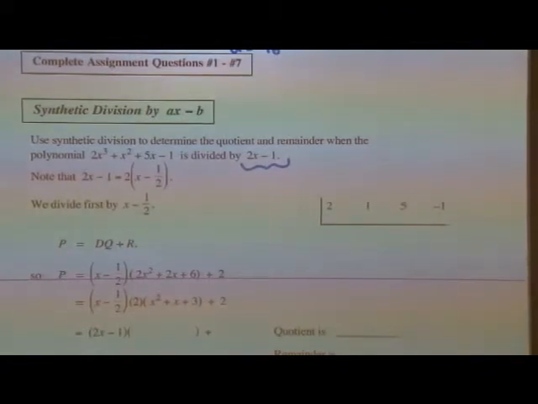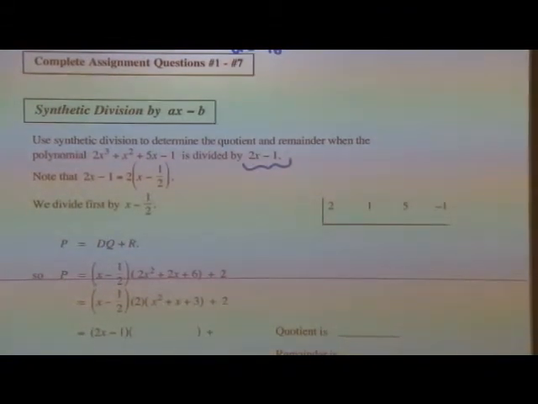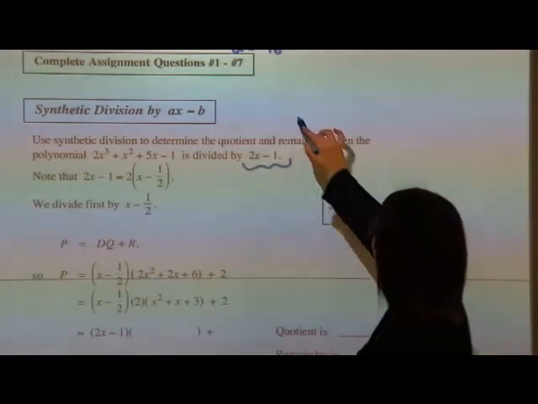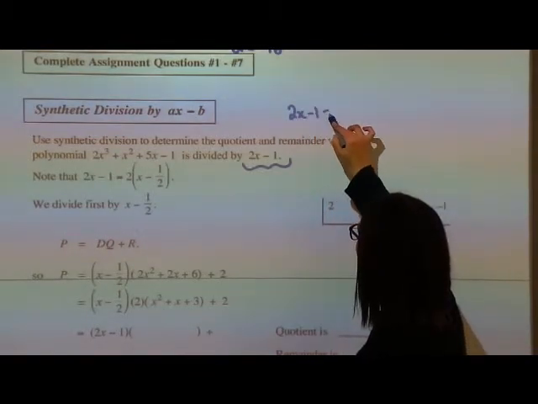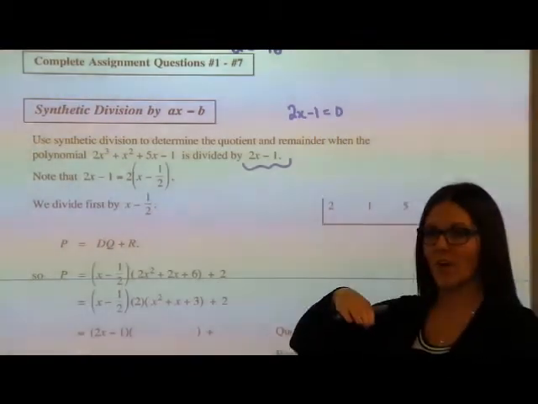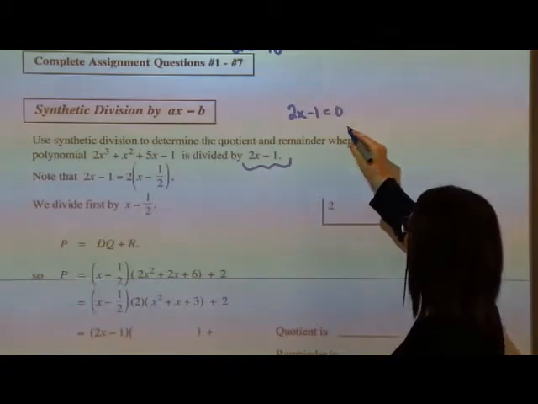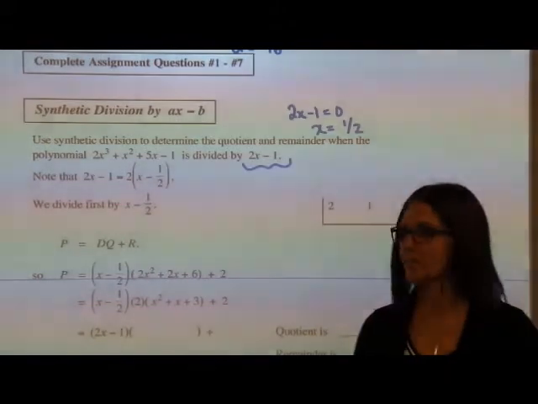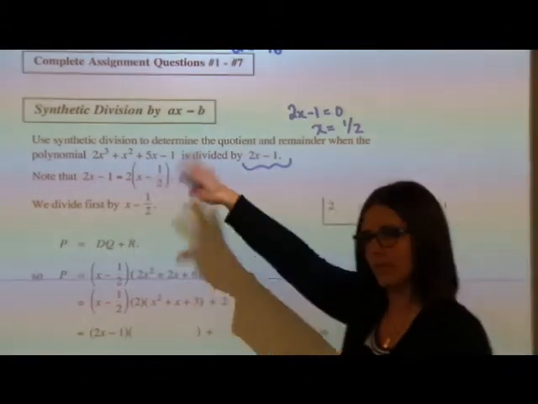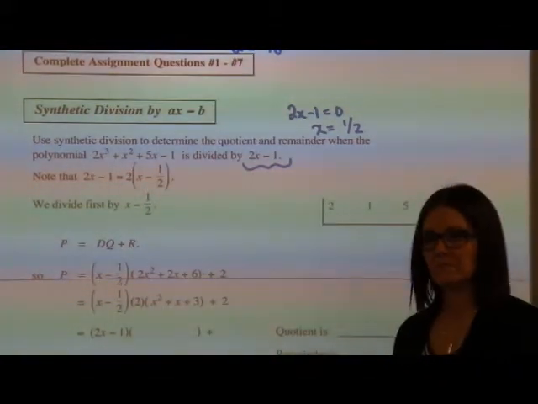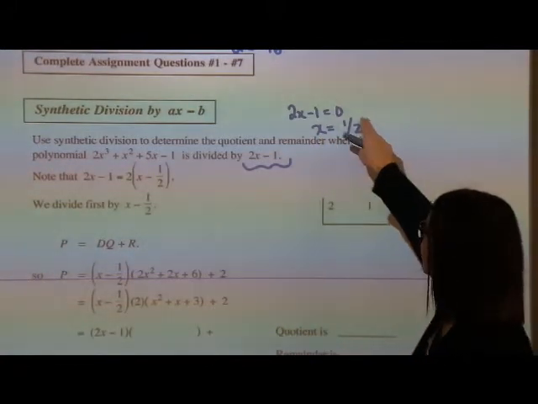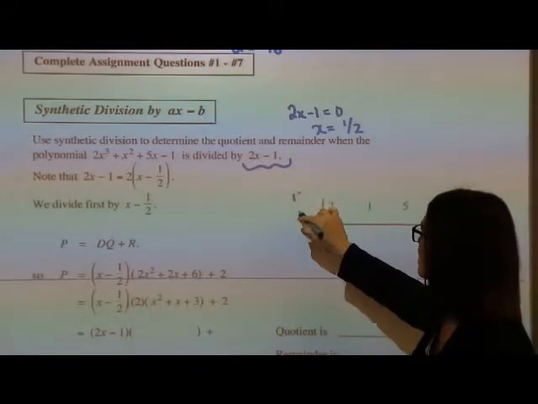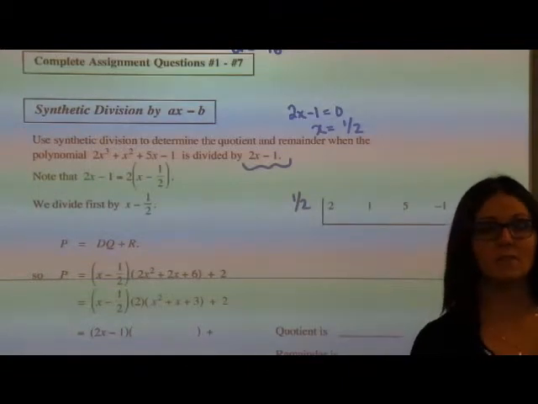So the answer is it does not change how we do the synthetic division. I can still use the same process. I let 2x minus 1 equal 0, and I find the 0 of that. So I move the 1 over, divide it by 2, and I get 1/2. They start getting confusing over there. So this is my 0. That goes along the outside.